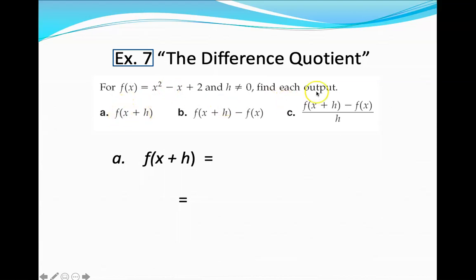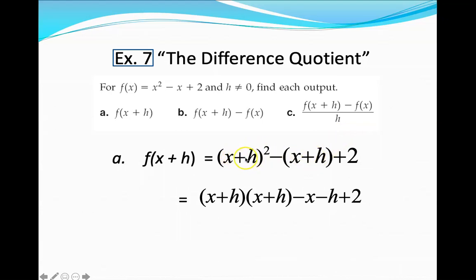First thing, if I'm going to find this, I'm going to start by just finding f of x plus h. What does that mean? It means I'm going to substitute, and both x's are going to get replaced with x plus h. So instead of x squared, I get x plus h squared. Minus, instead of x, I subtract the quantity x plus h.